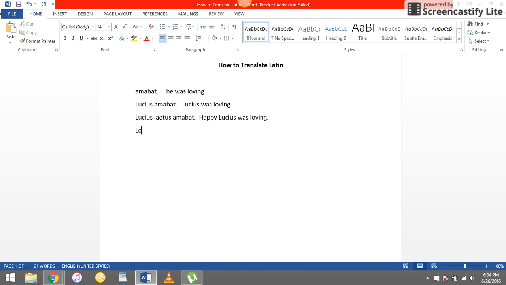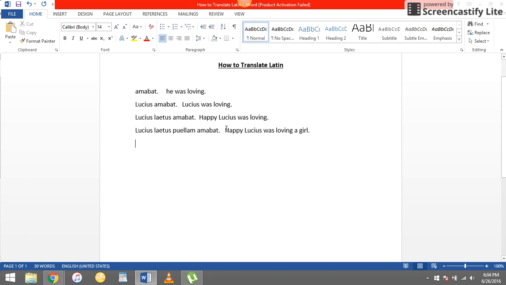So Lucius Laetus. And then we put in a direct object. Amabat. So the sentence hasn't changed at all, except we added in another word. In this case, we would look at the am on puella and see that it's accusative. The accusative case is for direct objects. So it would be happy Lucius was loving a girl.